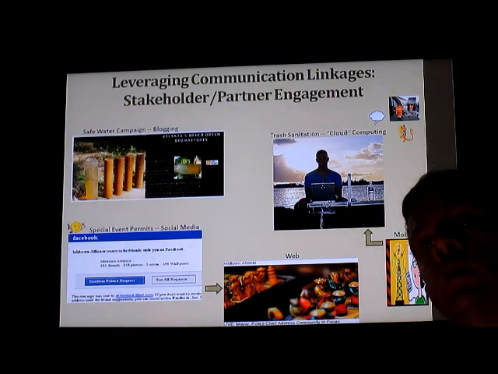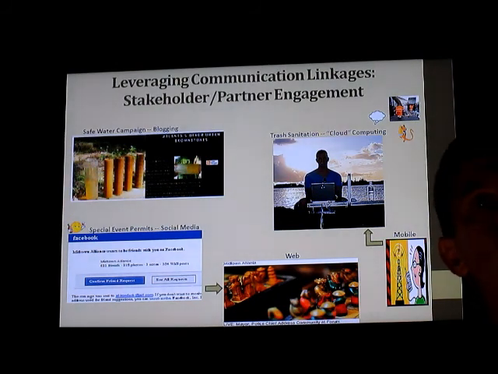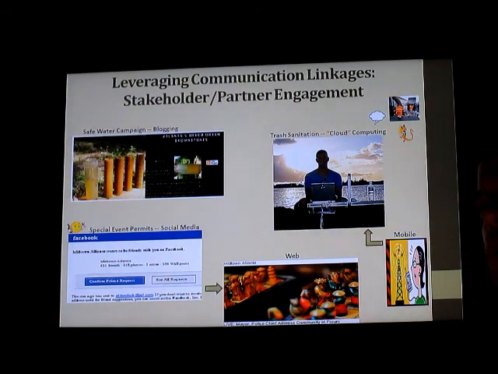Okay, so now we have our communication platforms. We use a myriad of communication innovation to really rile the troops, rile our stakeholders, and to change. Best of all, most of these were free.